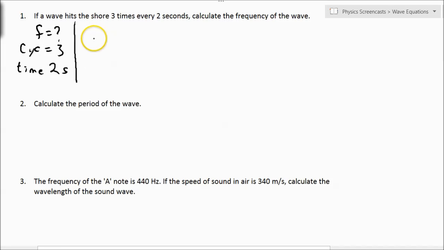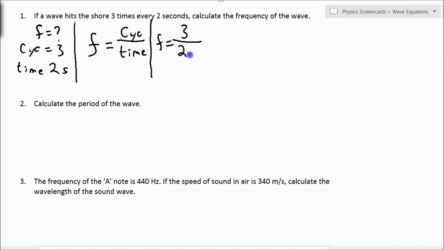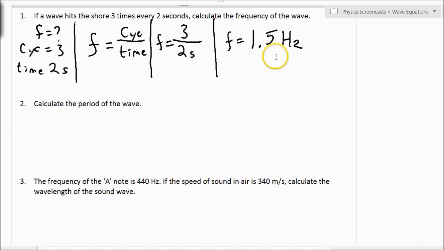So the equation for this to find frequency is cycles divided by time. And so when we plug our numbers in there, frequency is 3 cycles, and there's no units for that, divided by 2 seconds. And when we go to solve this equation, we just divide the numbers and we get 1.5 per second. It turns out that is the unit, and per second is hertz. So that's how you do that.